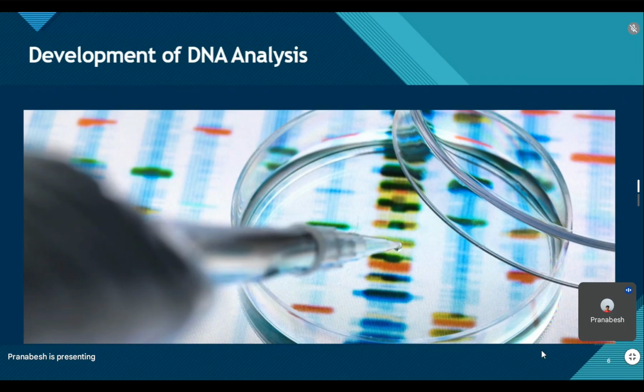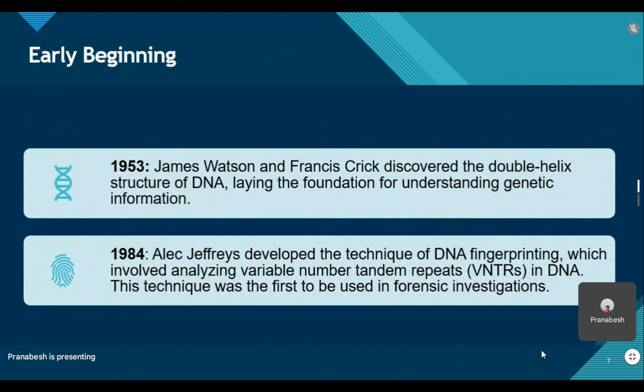So what about the development of DNA analysis? To extract the DNA, there is definitely a requirement for cells. Without the cells, we cannot extract the DNA. It's either blood cells or buccal cells. Any kind of cell is required to extract the DNA, because the DNA is present within the nucleus of the cell. DNA analysis starts from 1953, when James Watson and Francis Crick discovered the double helix structure of DNA, laying the foundation for understanding genetic information.